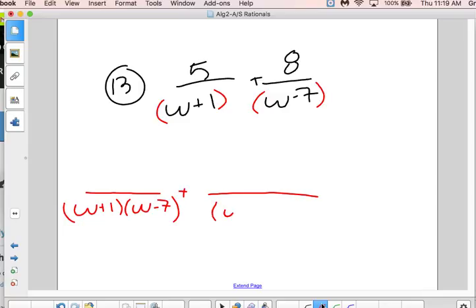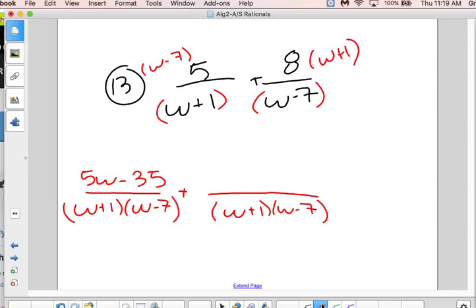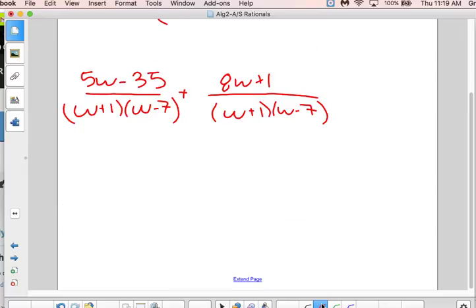So the first one, what's the first one missing? W minus 7. So what's 5 times W minus 7? 5W minus 7. The second fraction, what's that guy missing? W plus 1. So that one will turn into 8W plus 1. Now we can add and subtract. 8W plus 8. Yep, good catch.